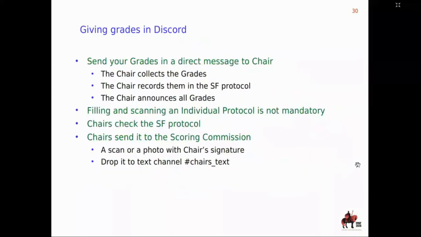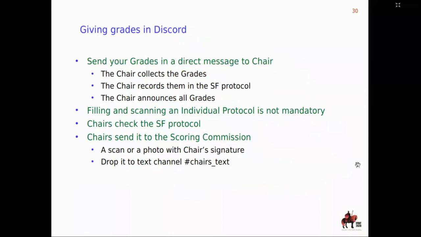Okay, something concerning the procedure of giving grades now in this online tournament in Discord. First, the chair will ask everyone to decide on the grades, and then you will send the grades in a direct message to the chair. Personally, to the chair in a direct message. You just type reporter such and such points, opponents such and such points, reviewer such and such points. Then the chair will record the grades in the protocol, and then the chair will announce all grades publicly.